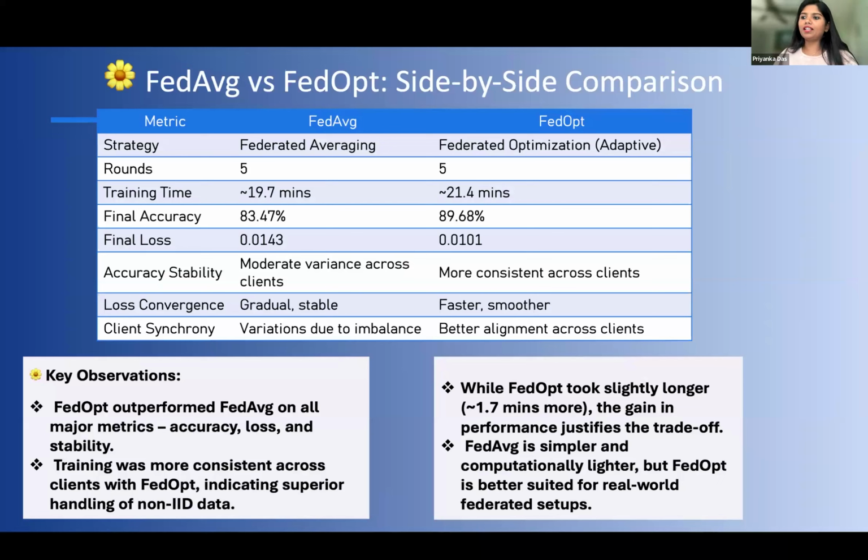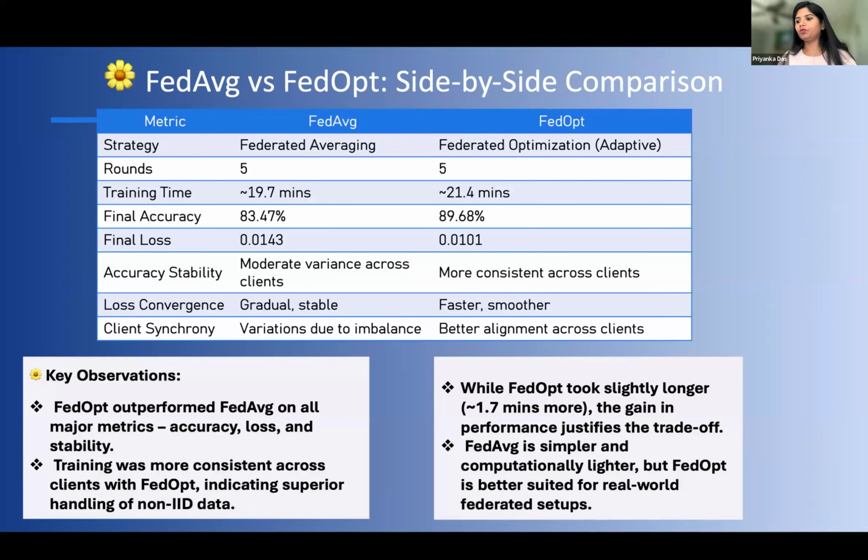So here I present a side-by-side comparison of the two federated strategies, FedAVG and FedOPT, to summarize their performance. Starting with training duration, FedAVG completed in around 19.7 minutes, while FedOPT took about 21.4 minutes, just 1.7 minutes more. But this small increase in time gave noticeable gains.